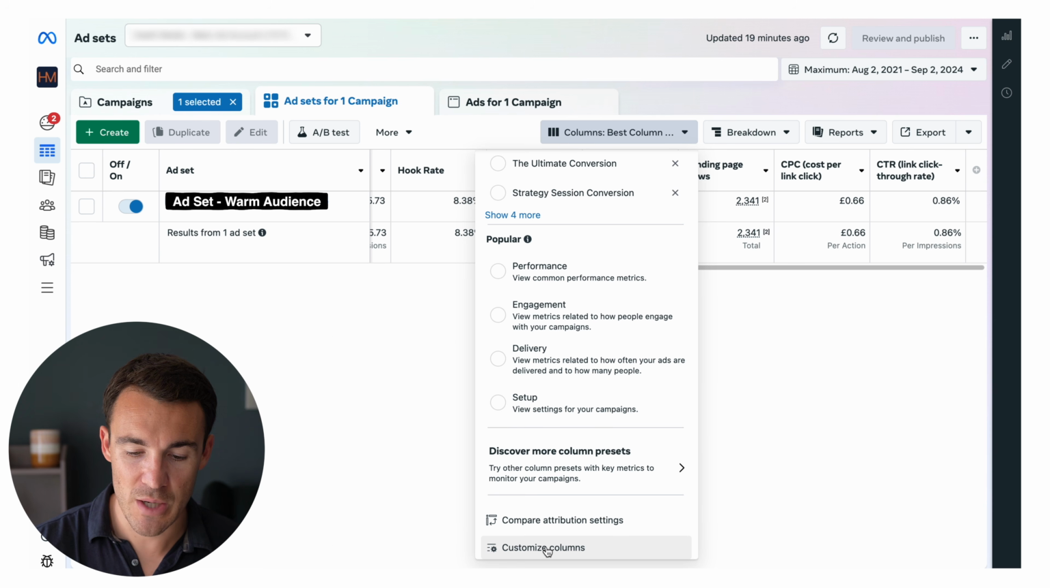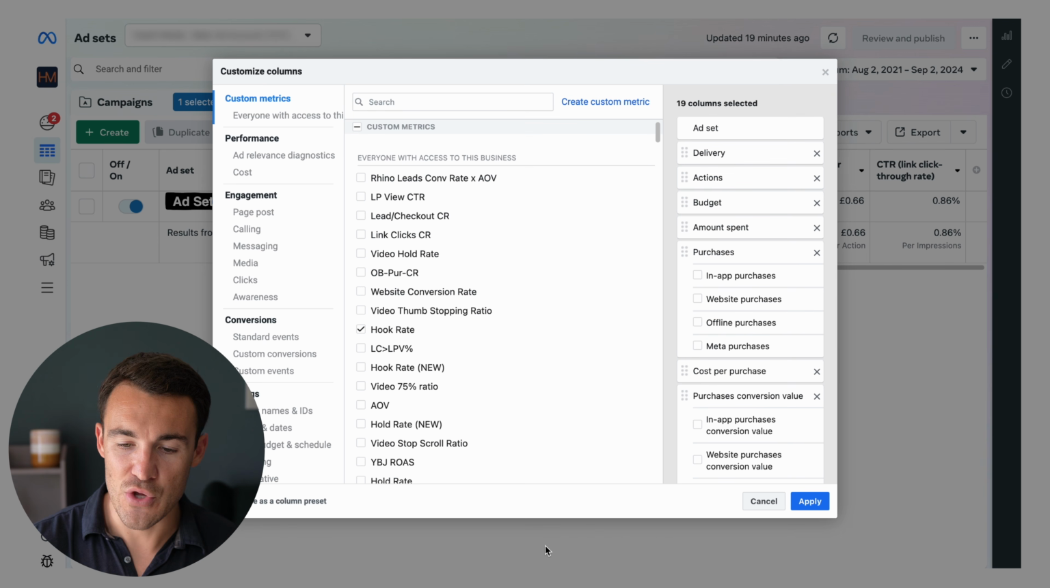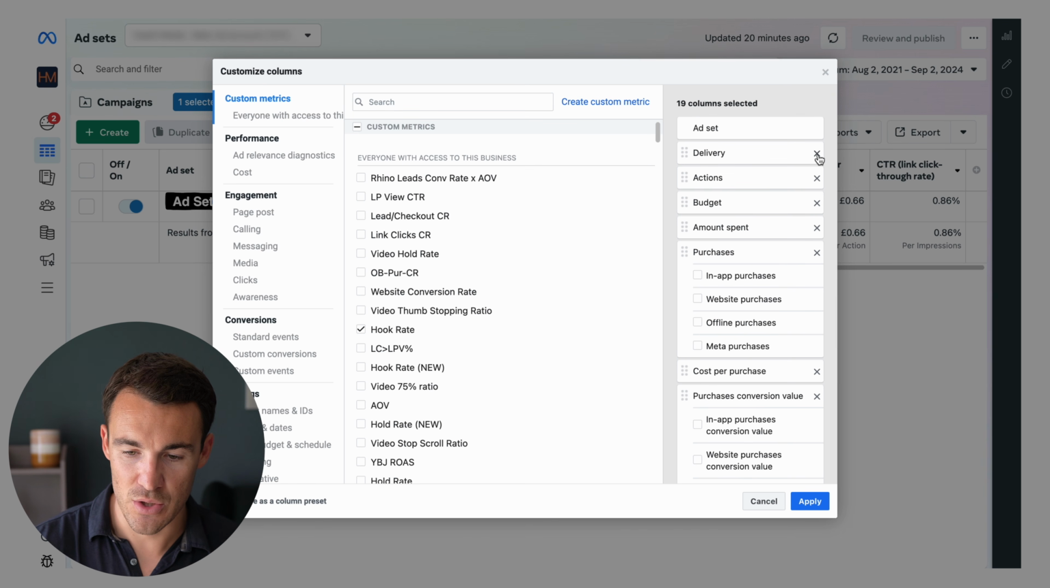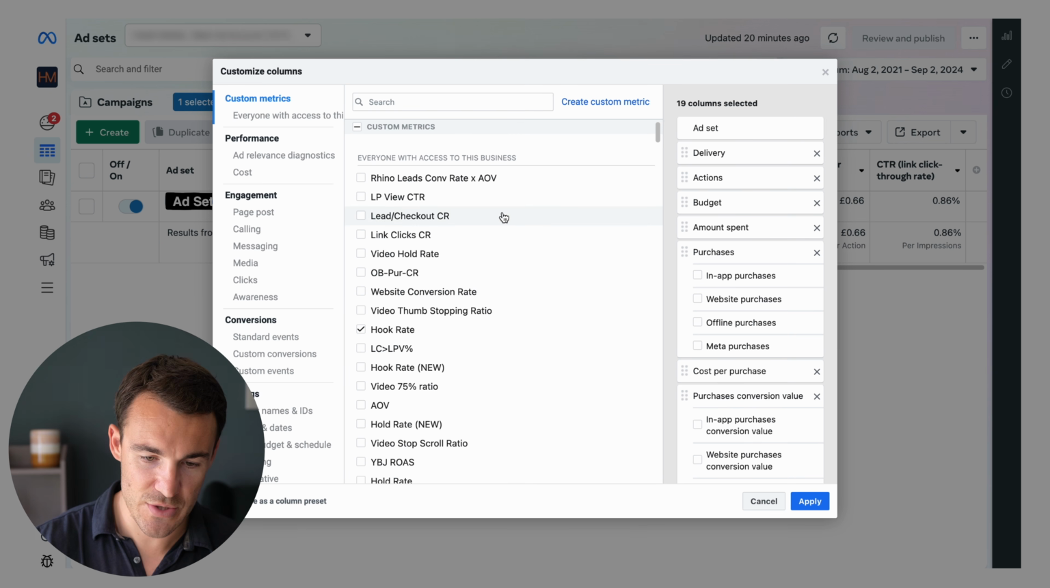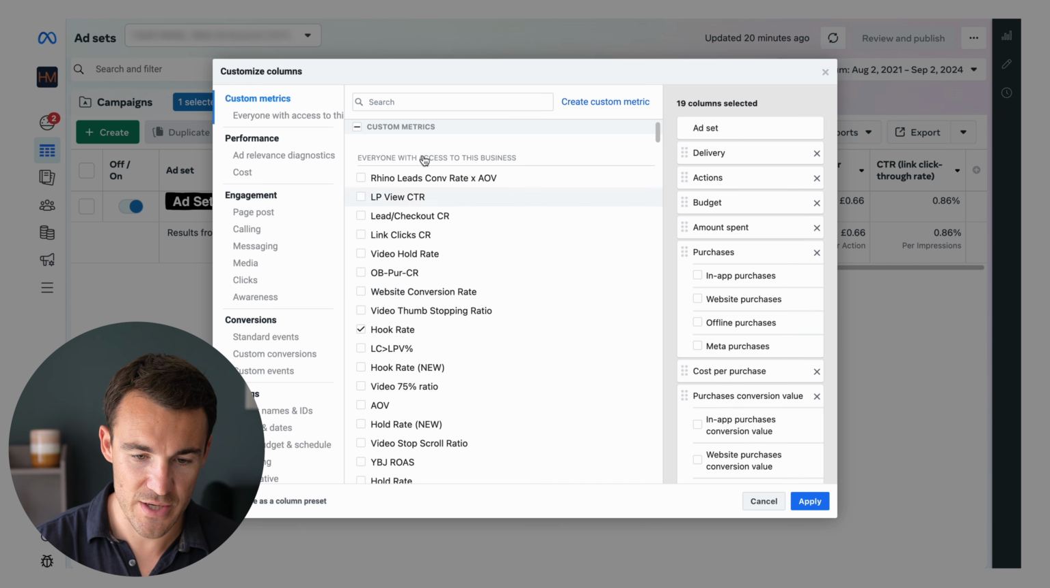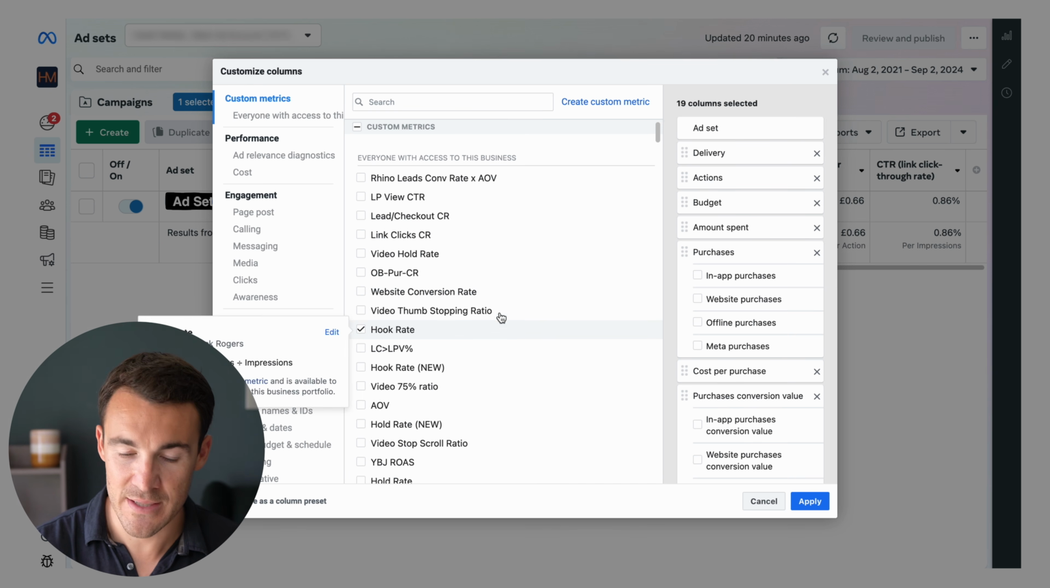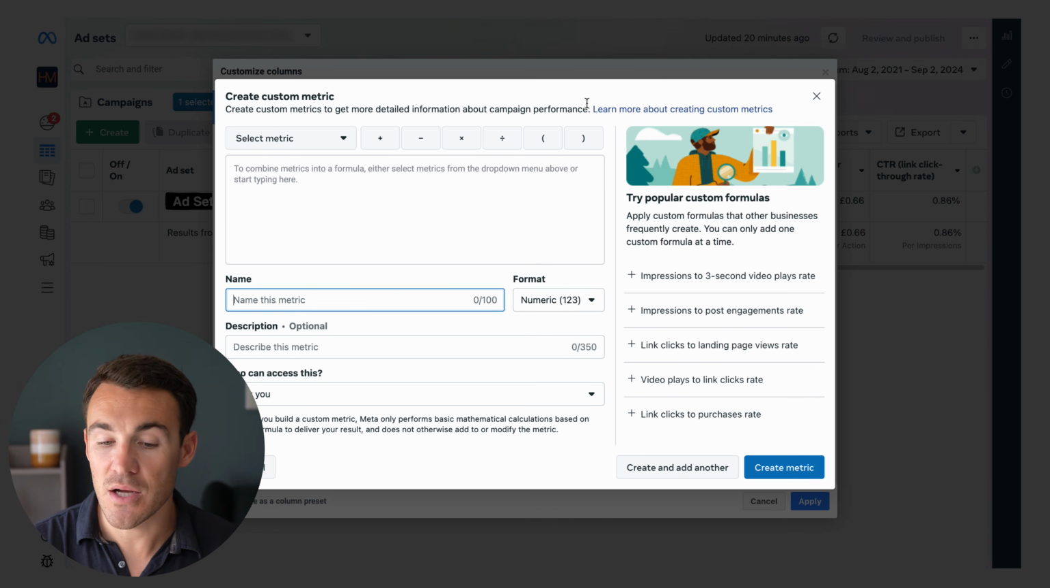What you do is you just come down, you click on customize columns, and then you can literally go through and we've got 19 here. You can go and delete columns, you can search for them on the left-hand side, you can just search at the top and add those in. Or you can create a custom metric.